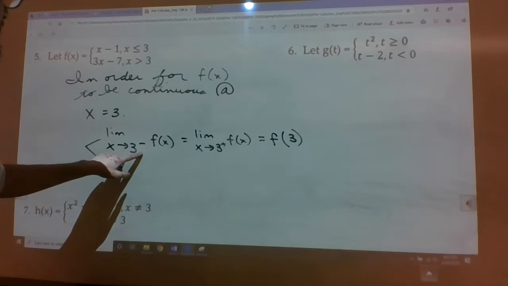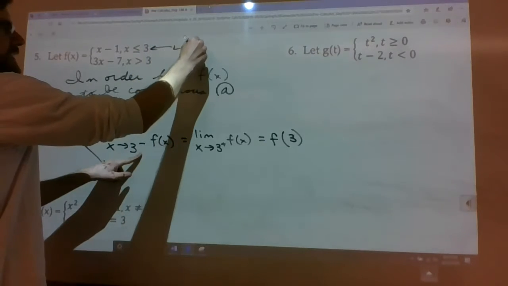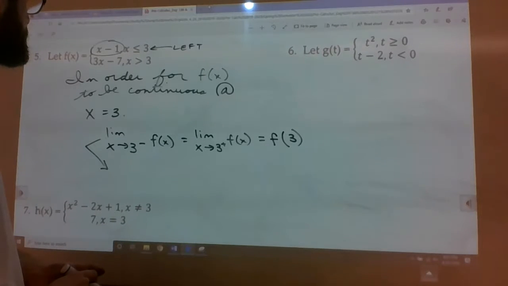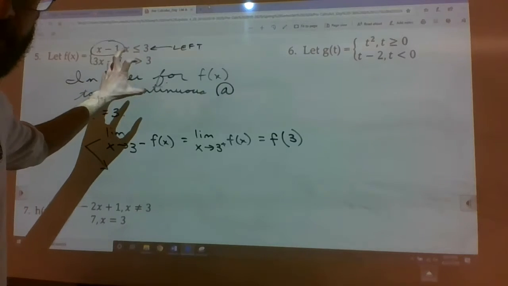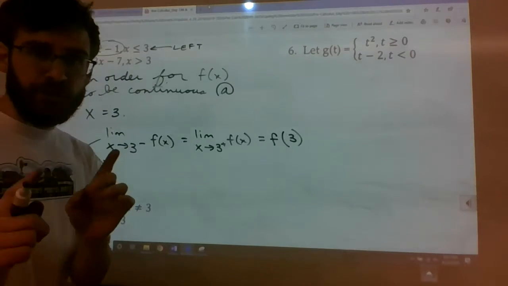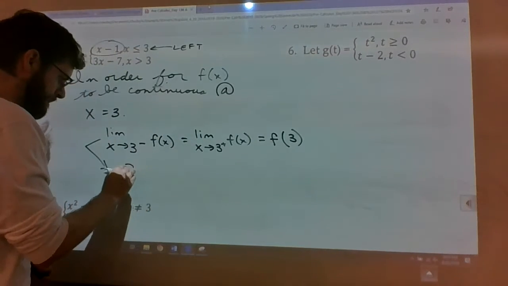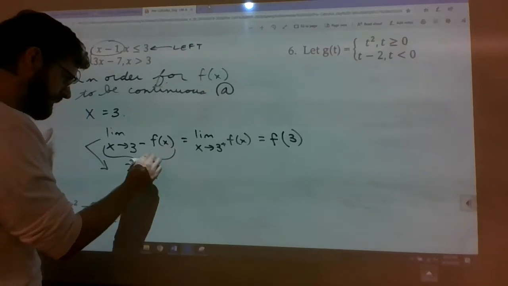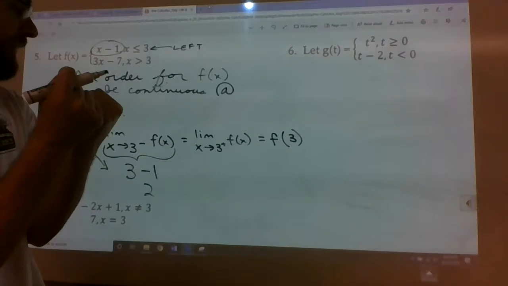From the left, we are talking about x minus 1. Because this is x is less than or equal to 3, we're talking about everything to the left of 3 is x minus 1. So since there's no domain issue for x minus 1, we can just plug 3 in. So from the left, that might be helpful. 2. All right, 2 is the magic number.